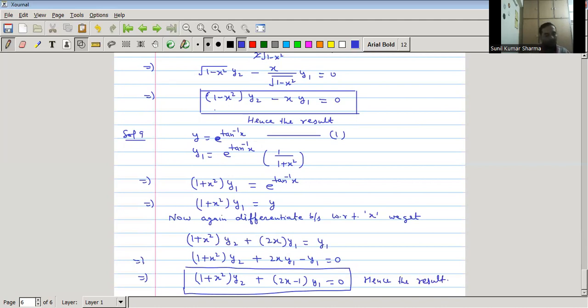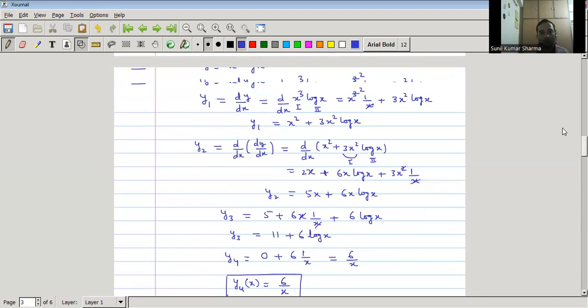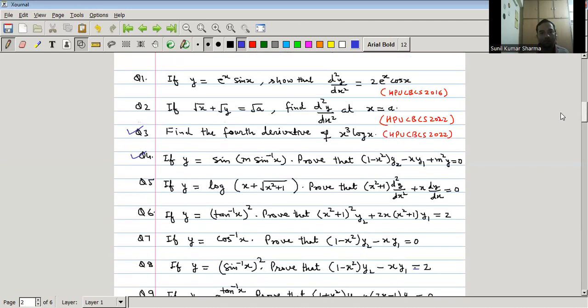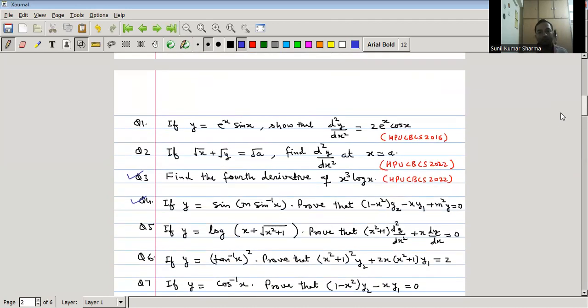So in this way, today we have discussed a lot of examples related to successive differentiation. So you try question number 8 and some more examples related to this topic.